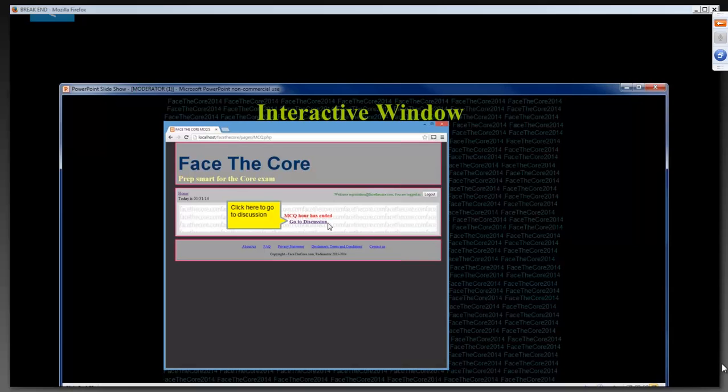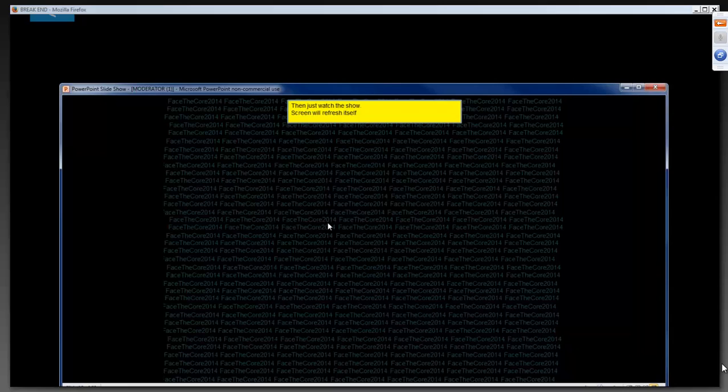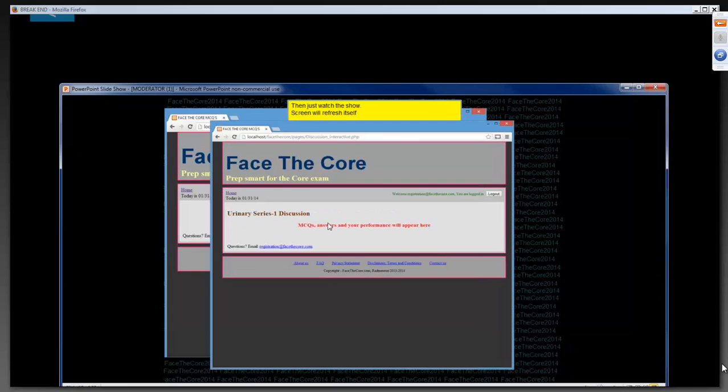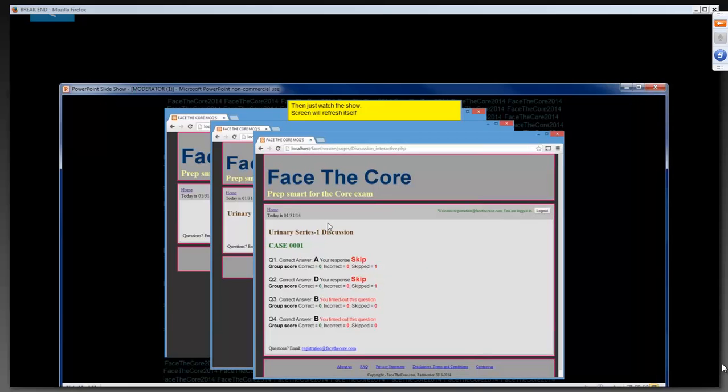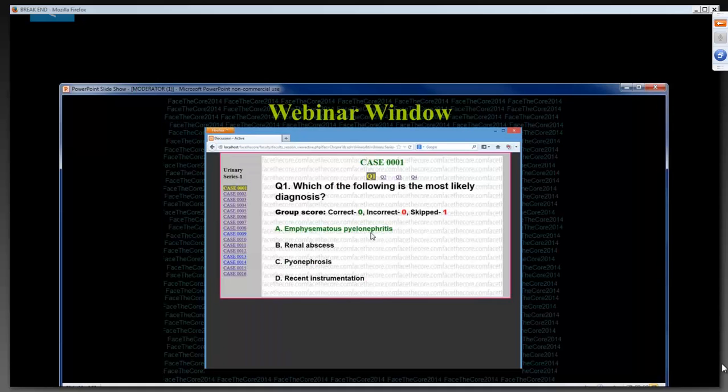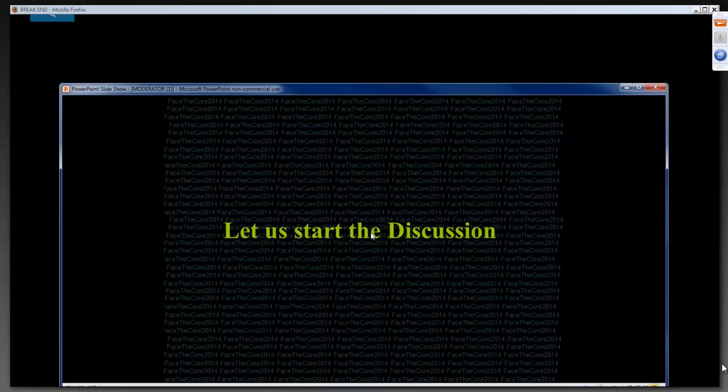And if you open the link that says Go to Discussion, both your MCQs, your answers, and your performance will appear. It'll look much like this with the case number and the question number and what your response was as opposed to the group response. The green answers are the correct answers.